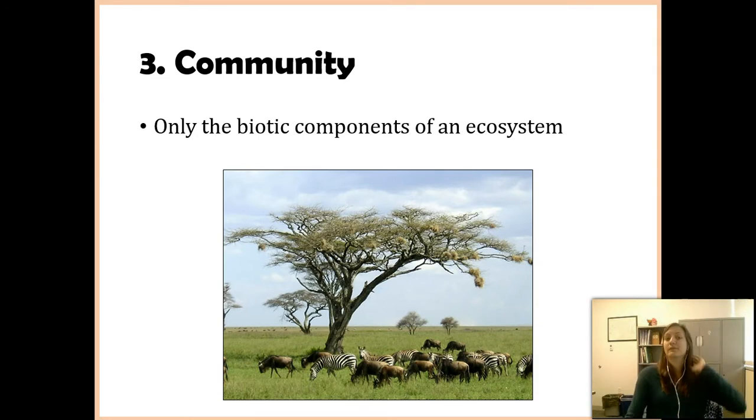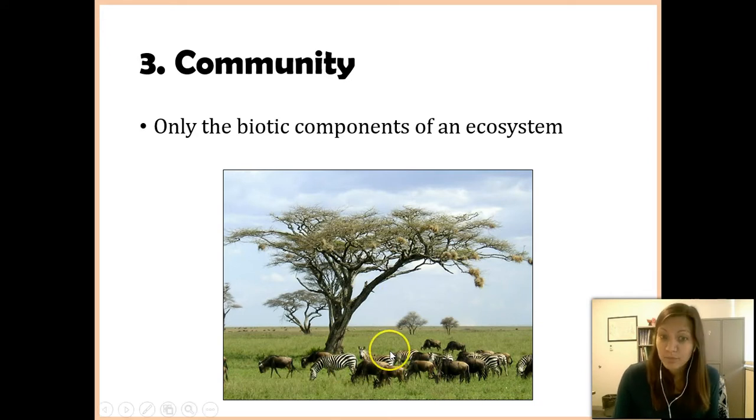So in this example, another type of question I could ask is, identify the community in this picture. So really, you're just identifying everything that's alive. So here we have zebra and wildebeest. We have a lot of different trees, and then grass is covering the entirety of this community.